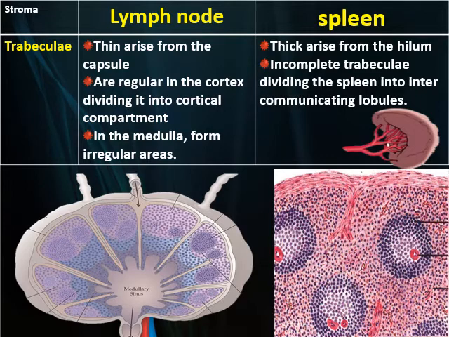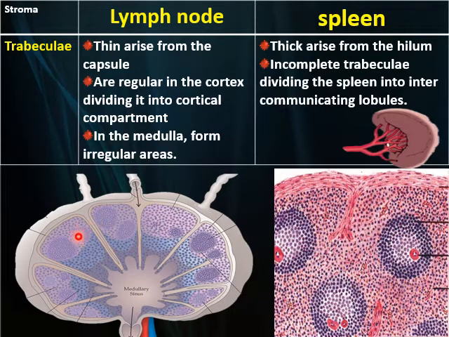Now, what about the trabeculae? The trabeculae are the walls which divide the organ into compartments. The trabeculae of the lymph node arise from the capsule. As we see, this is a trabecula, and this is a trabecula, and this is another one. They are regular at the cortex and irregular at the medulla.